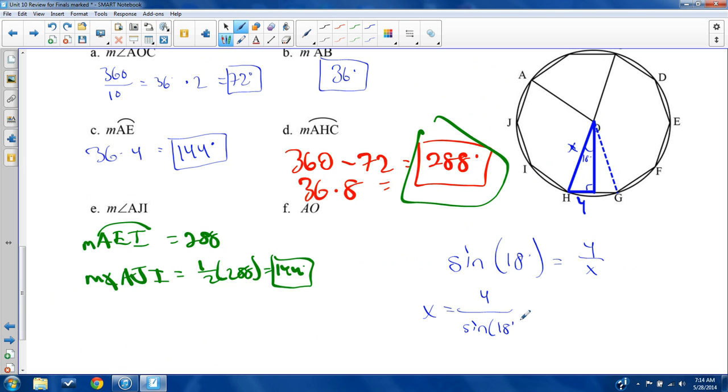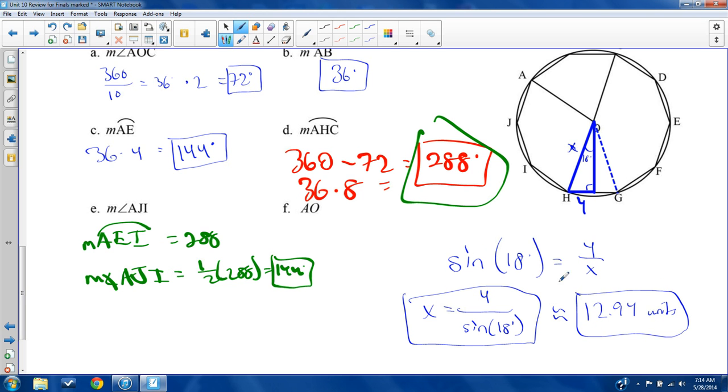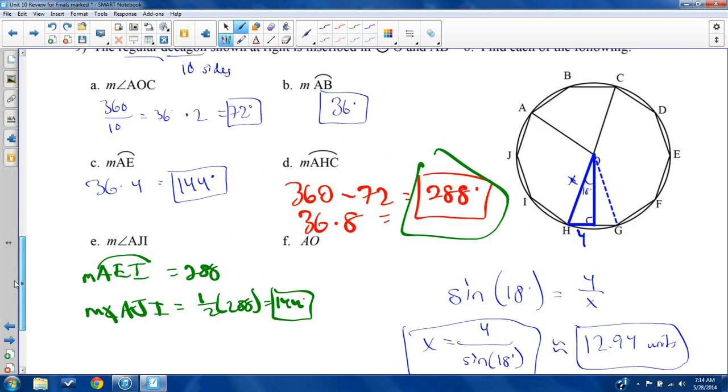That's an exact answer. They might have that on a multiple choice problem, but if you had to round it, you'd get 4 over sine of 18, which is 12.94 units, I guess. I don't think they have a unit thing. 12.94 units, about almost 13. No, it doesn't have units.